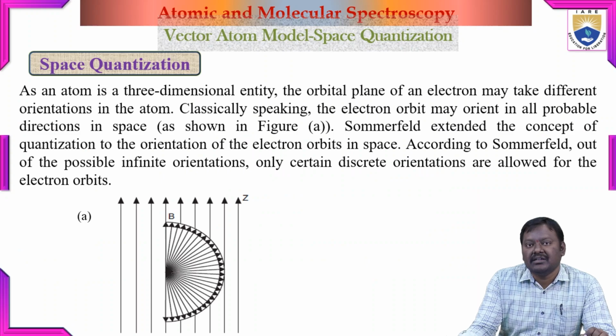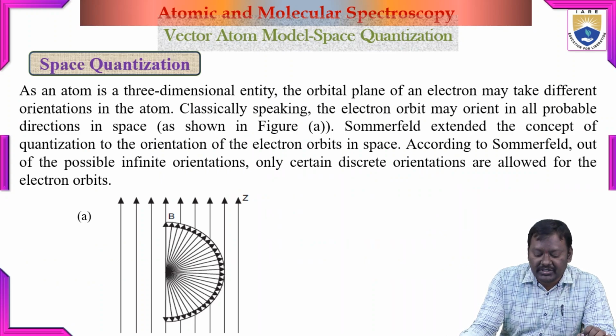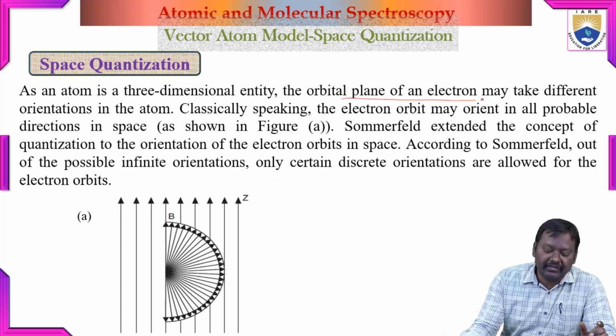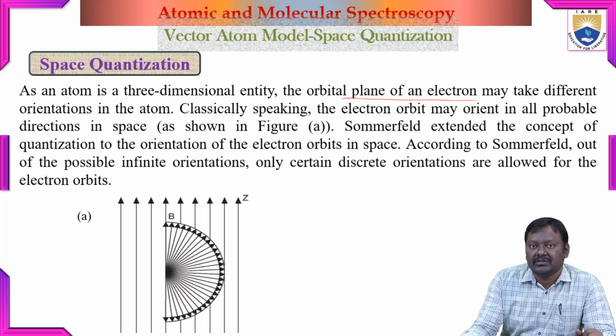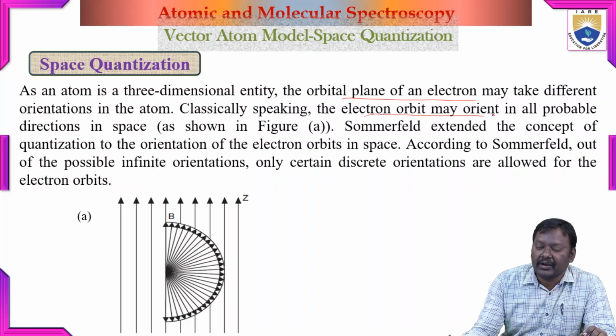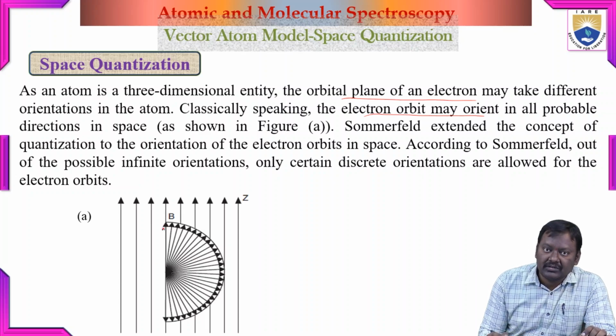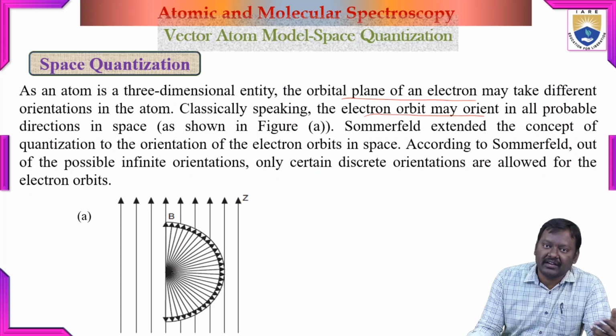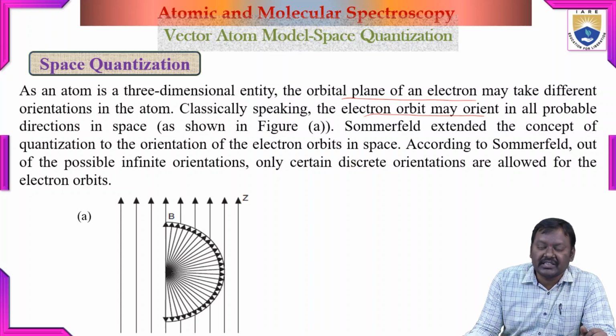But the atom is a three-dimensional entity, so the orbital plane of the electron may take different orientations in the atom. We cannot consider the electron to move only in one certain orientation as per Sommerfeld. Classically speaking, the electron orbit may orient in all possible directions in space, as shown in this diagram. Here B is the magnetic field direction, which we will discuss in a later slide. Maybe it is in the Z direction.